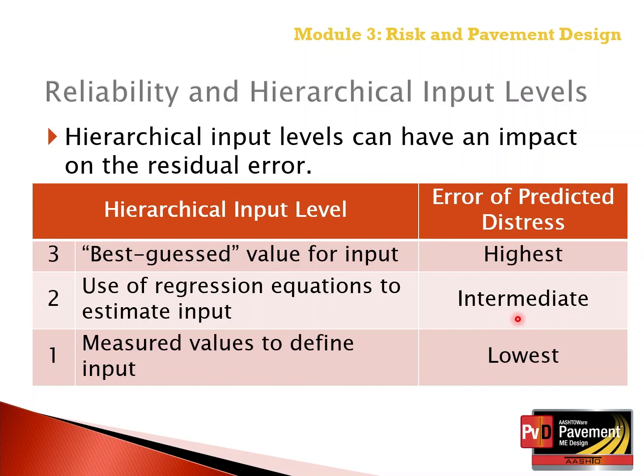If we actually measure the values in the laboratory or in the field to define the input variables, input level 1, we're measuring values to define the input, that's considered to have the lowest error of the predicted distresses, or the difference between the predicted and measured distresses. Remember from the previous slide, however, the best available data for the input variables were used in determining the error or the residual error for most of the predicted distresses.